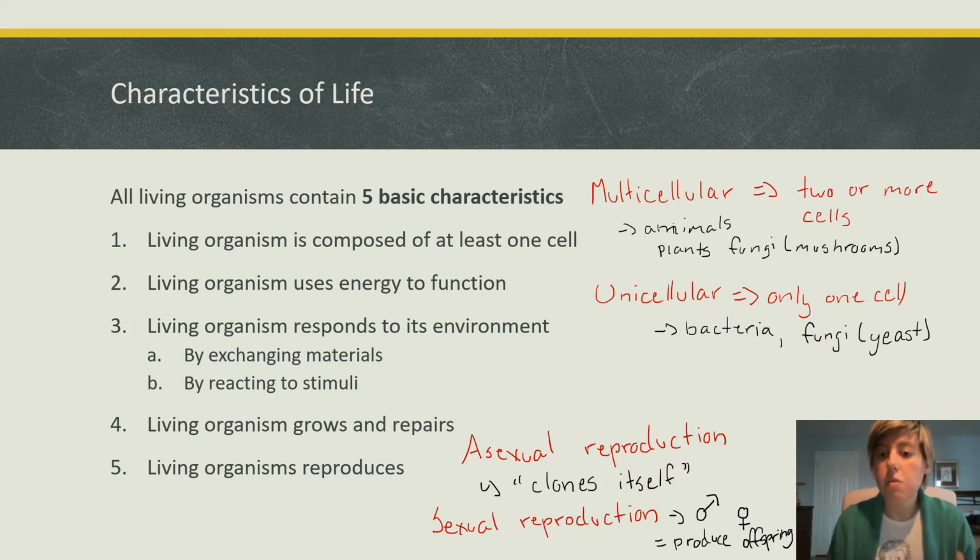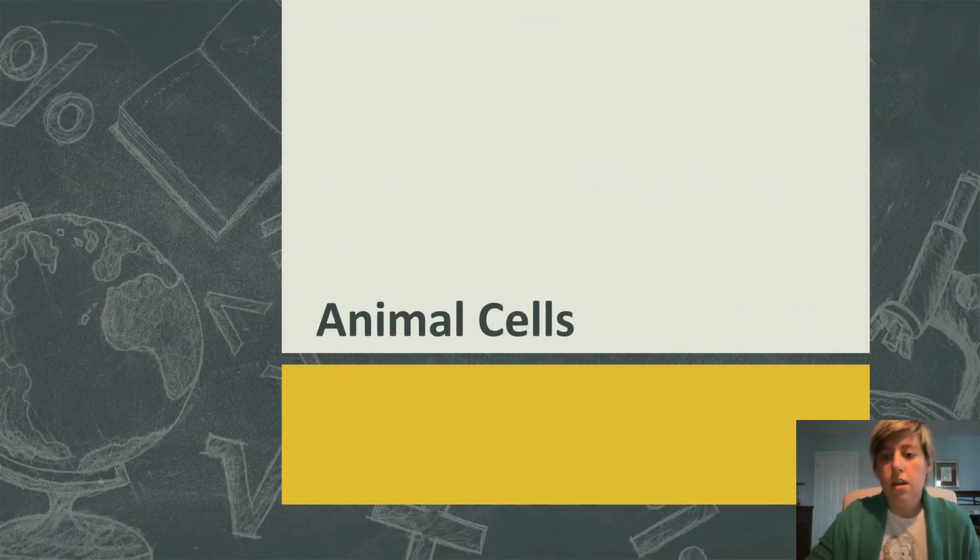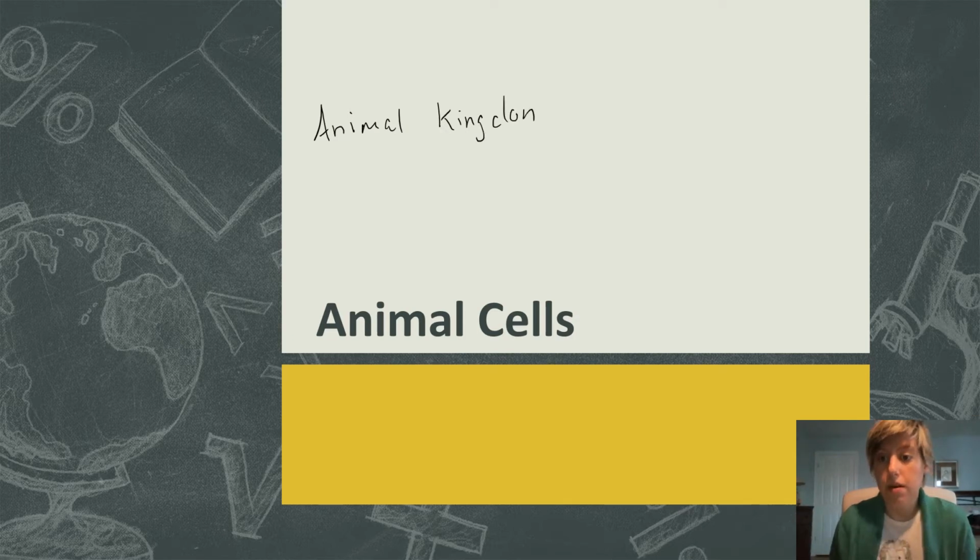So now that we've gone through the characteristics of life, what we are going to be focusing on is our first characteristic, which is the cell. Our first thing that we're going to do is we're going to be looking at animal cells. And animal cells are cells that we would find in organisms that are found in the animal kingdom. And remember, humans are part of the animal kingdom.